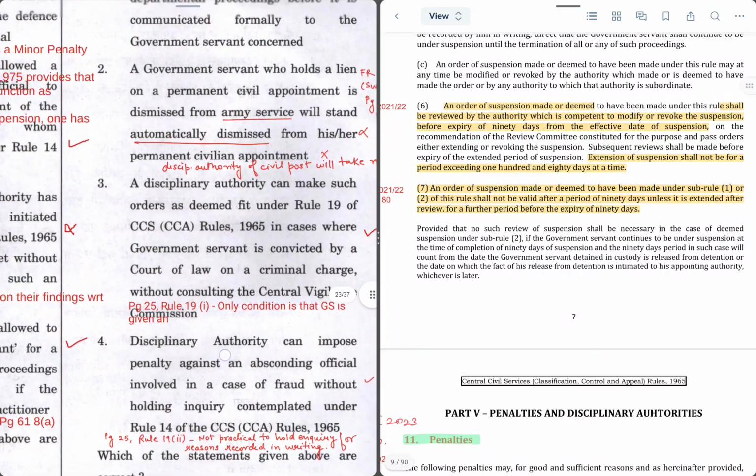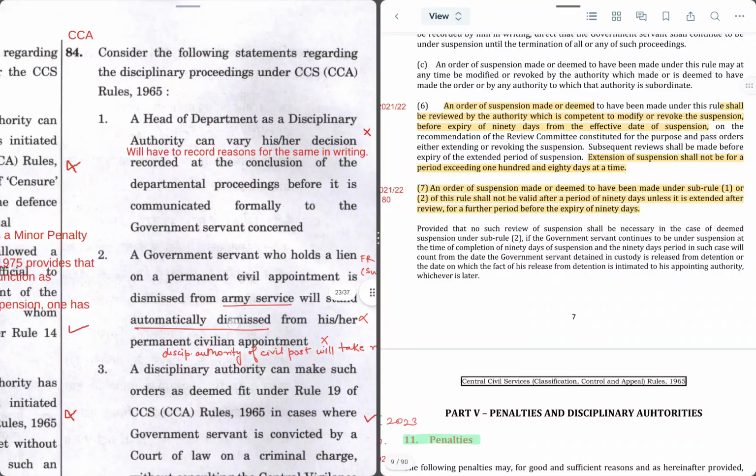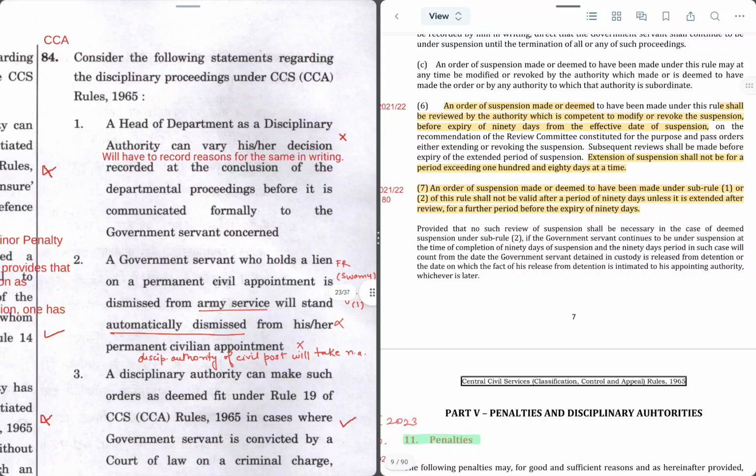Let's move on to the next question of this video. Consider the following statements under disciplinary proceedings under CCA rules 1965. A head of department as a disciplinary authority can vary his or her decision recorded at the conclusion of the departmental proceedings before it is communicated formally to the government servant concerned. No, again, he cannot change his decision. If he wants to change, he has to record the same in writing. So this we can eliminate.